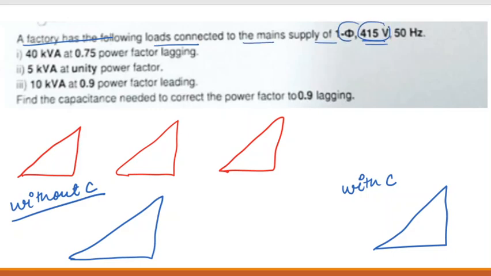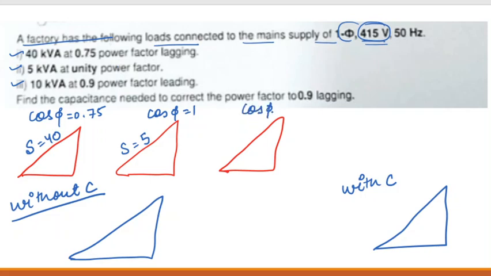Now they have given different loads that are used in a factory. The first one has cos phi 0.5 and S is 40 kVA. For the second one, cos phi is 1 and S is 5 kVA. In the third case, cos phi is given and 10 kVA is given. Can you get P and Q?